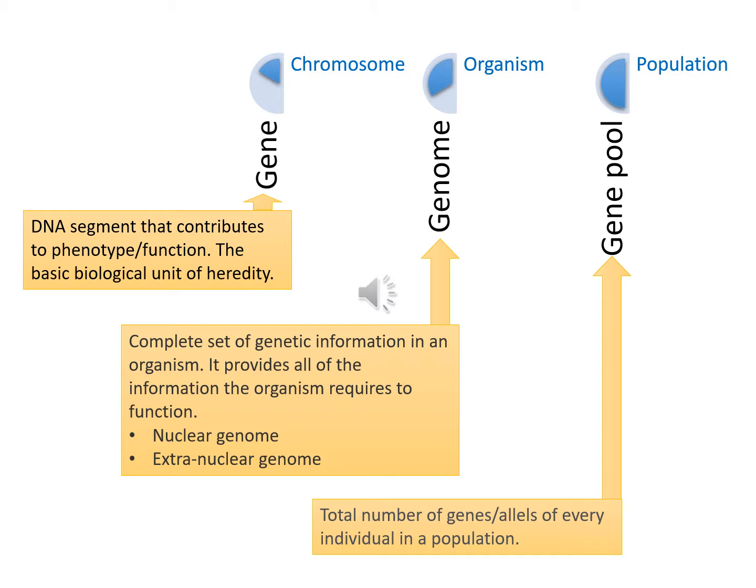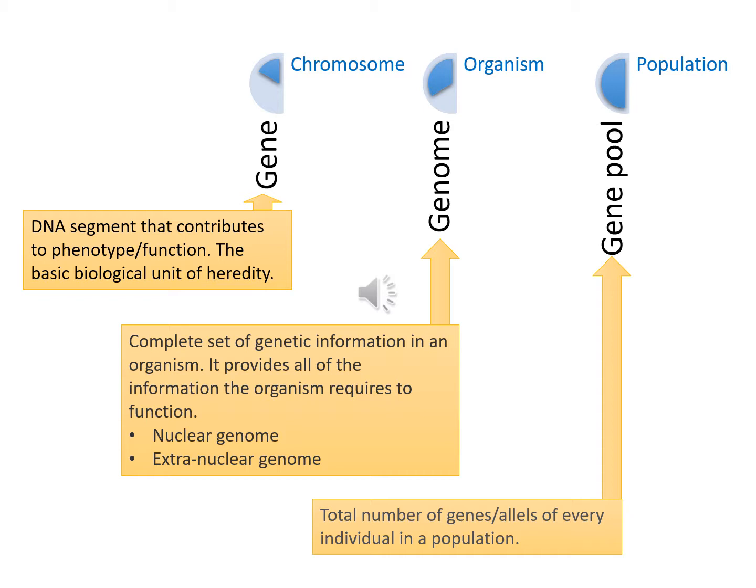Gene is the basic biological unit of heredity. At individual organism level, the set of information in an organism is called the genome. So the genome provides information required for function and survival of the organism.